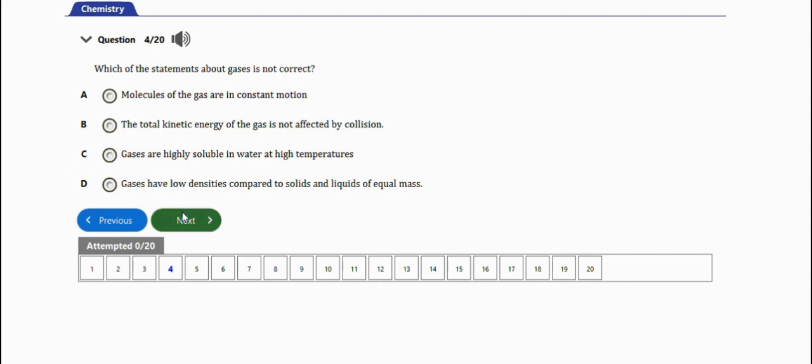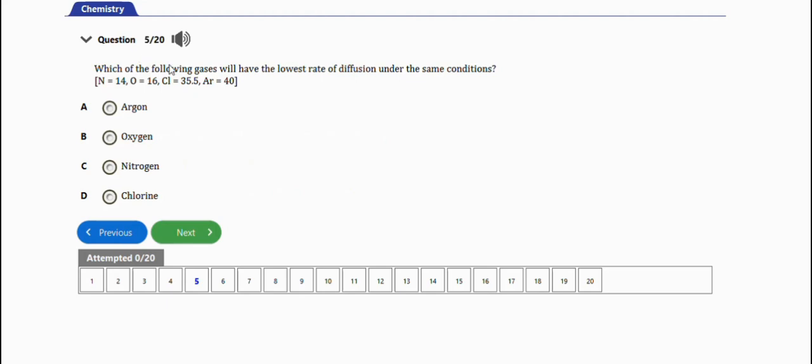So the next question will be this one. It says, which of the following gases will have the lowest rate of diffusion under the same condition? So for this question, the right option will be option D, which is chlorine. Alright, chlorine gas. So that's it for this question. The next question will be this one. It says, which of the following gases has the lowest rate of diffusion under the same condition of temperature and pressure? I think we have answered it already. This will still be chlorine gas. Next question will be this one.